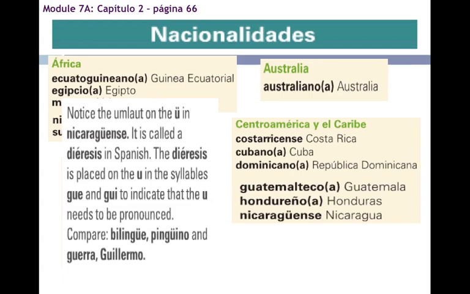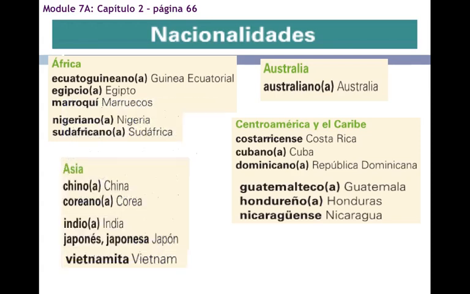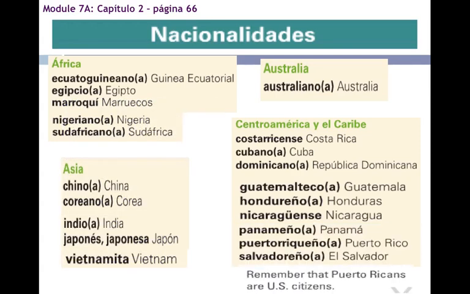be pronounced. So, repitan por favor, bilingüe. Pingüino. And now look, when it's not there, guerra. Guillermo. So if it's there, you pronounce the U. Let's continue with our pronunciations of the nationalities. Panameño, panameña. Puertorriqueño, puertorriqueña. Salvadoreño, salvadoreña. And remember that Puerto Ricans are U.S. citizens.